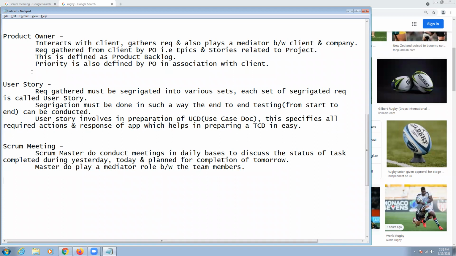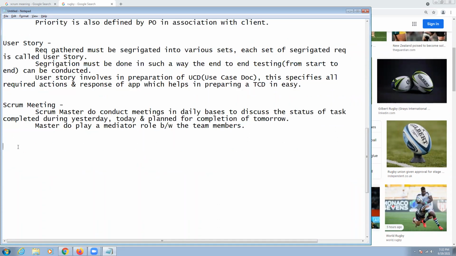So the requirements are being segregated. Now, what needs to be done? Which we call sprint analysis and the sprint backlog we are talking about. Now, what is the general meaning of the term sprint over here? General meaning of sprint. The period.